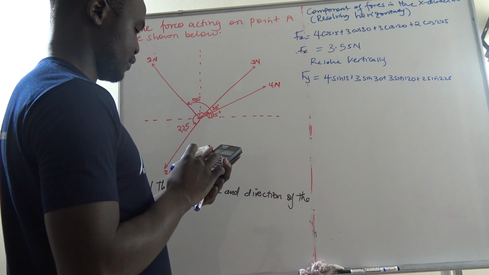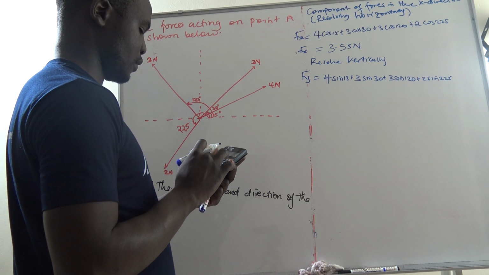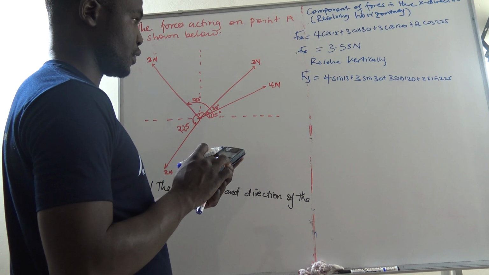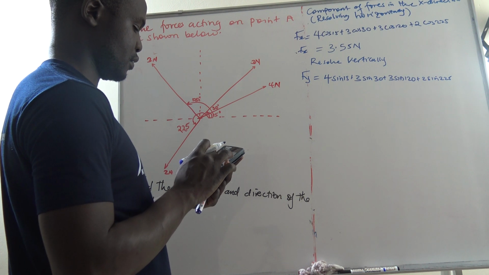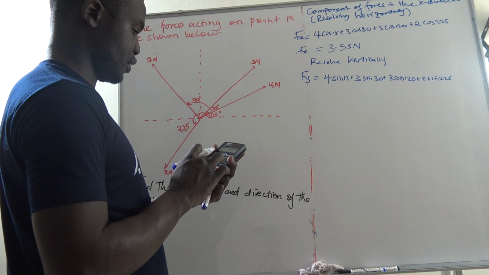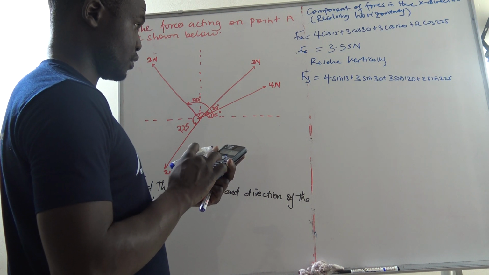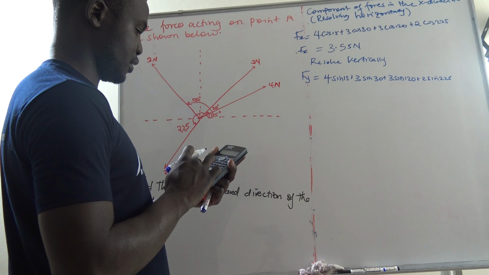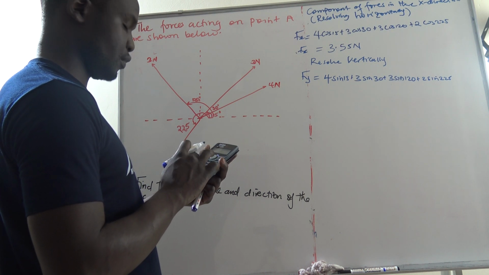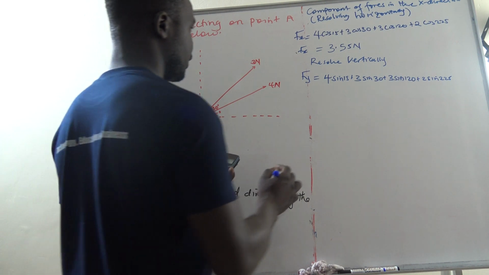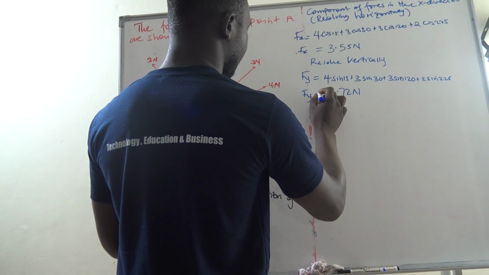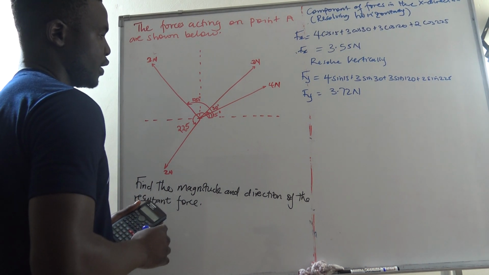This is 4 sine 15 plus 3 sine 30 plus 3 sine 120 plus 2 sine 225, and this gives me 3.72 newtons.